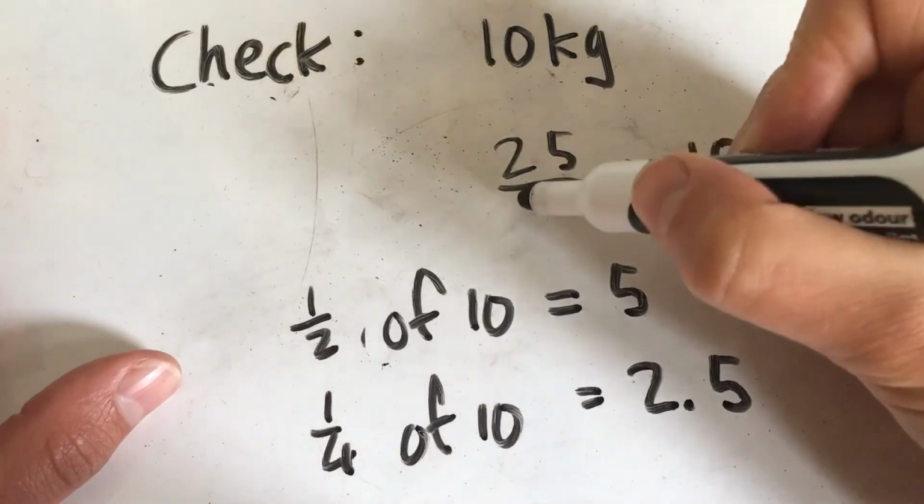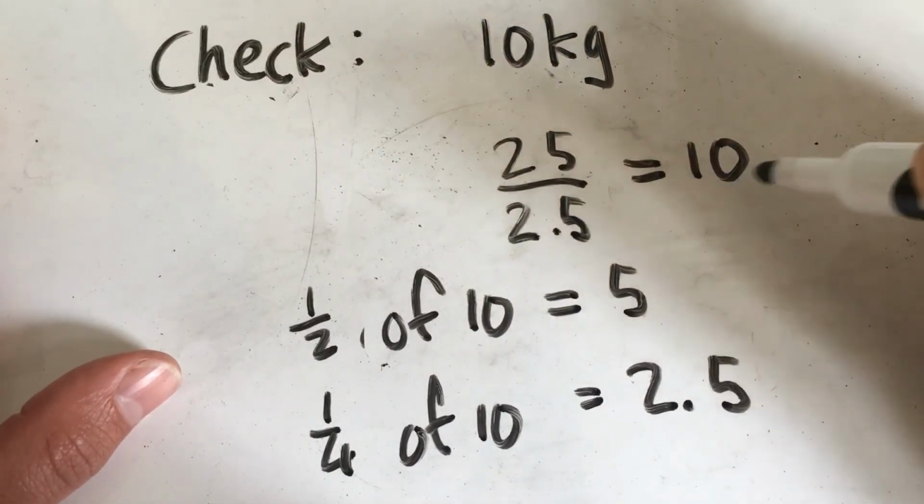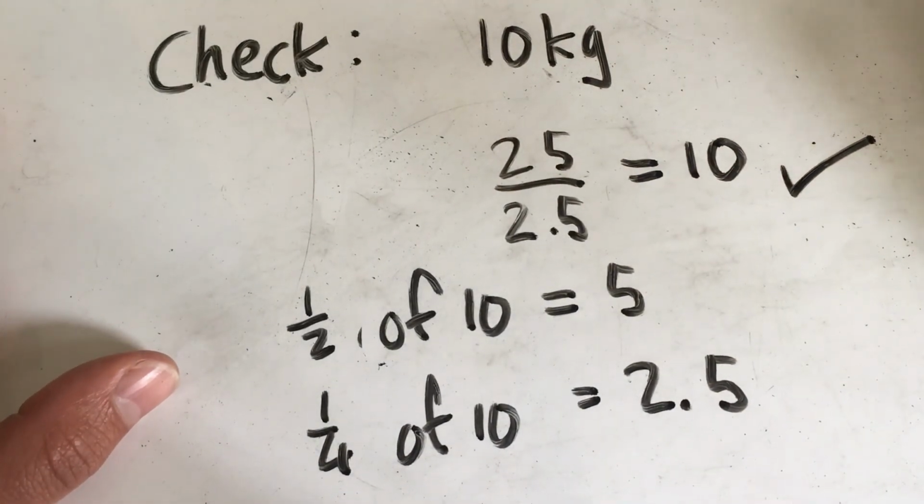So does 25 divided by 2.5 equal 10? Yes, it does. So my answer of 10 kilograms is correct.